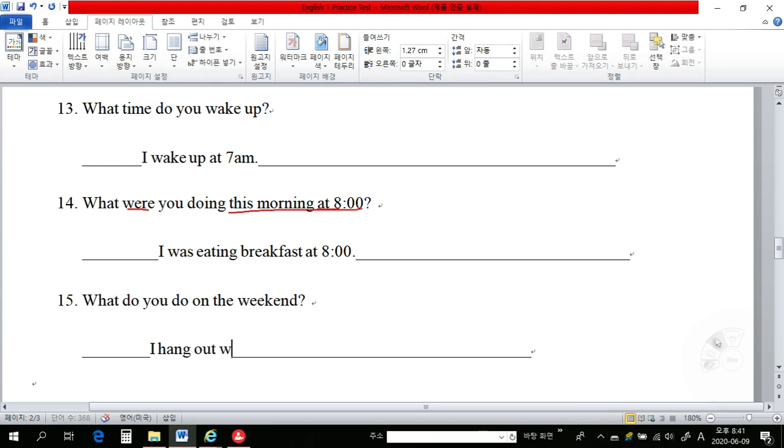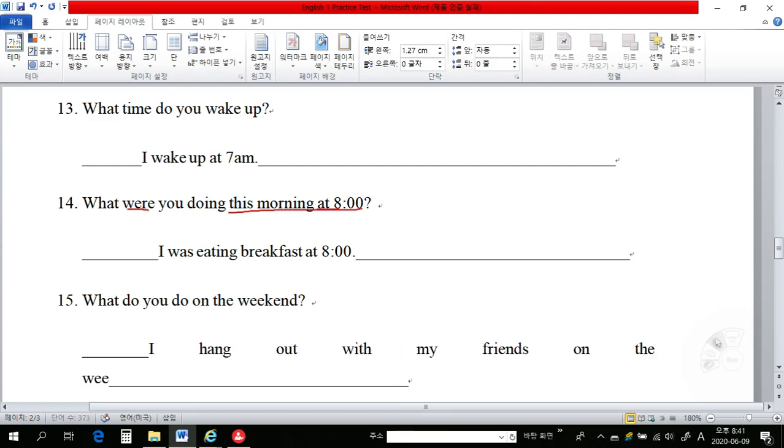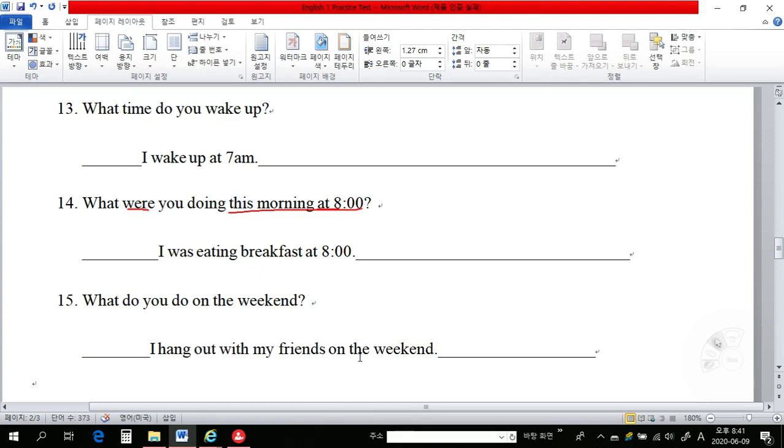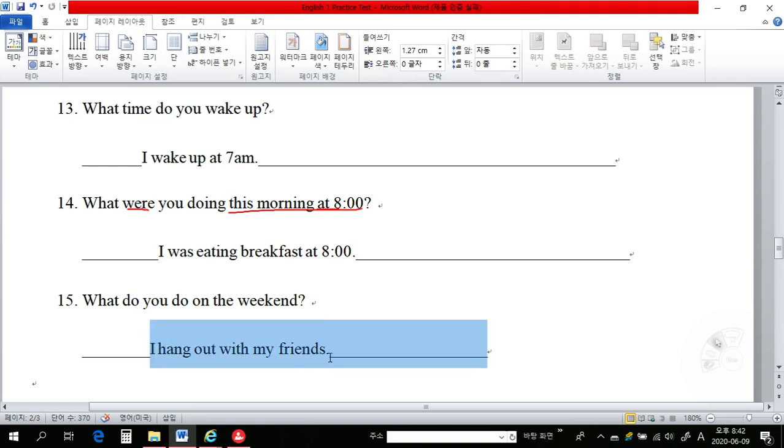Hang out with my friends on the weekend. I hang out with my friends on the weekend. Or, again, it should be fine enough without. Good. So subject, verb, preposition, object. I meet my friends. I hang out with my friends. It's probably a bit more common English here.